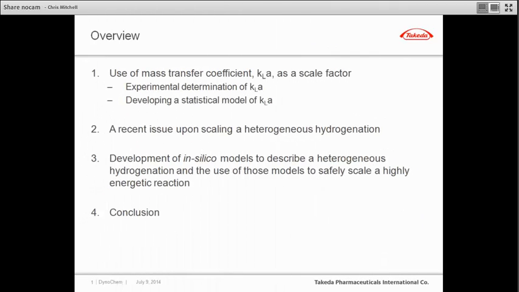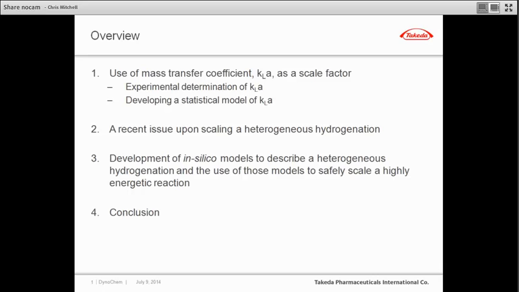So in summary, I will briefly touch upon the use of the mass transfer coefficient, or KLA, as a scale factor for scaling gas-liquid reactions. I'll talk a little about the experimental method that we use to determine KLA here in our laboratories. And I'll also discuss briefly a statistical model that we created to predict KLA in some of our reactors.